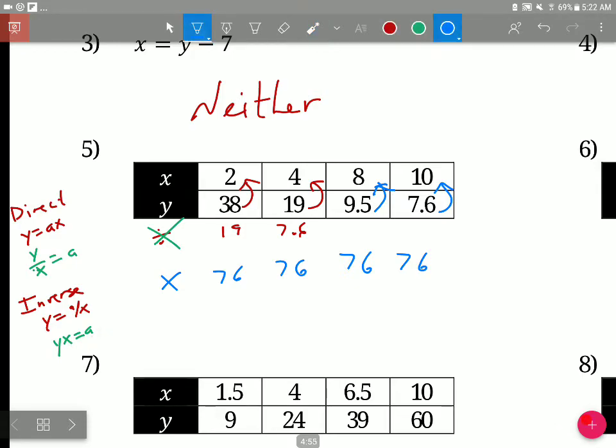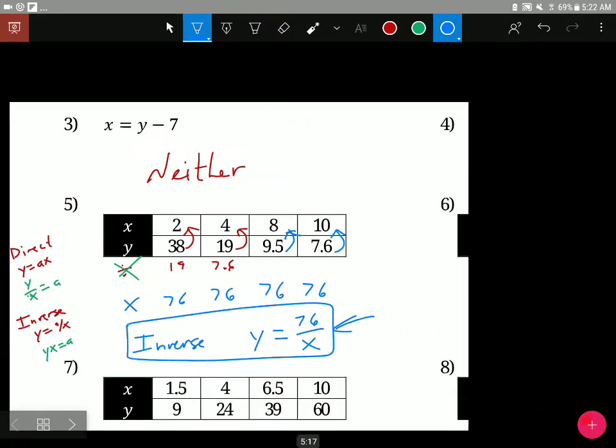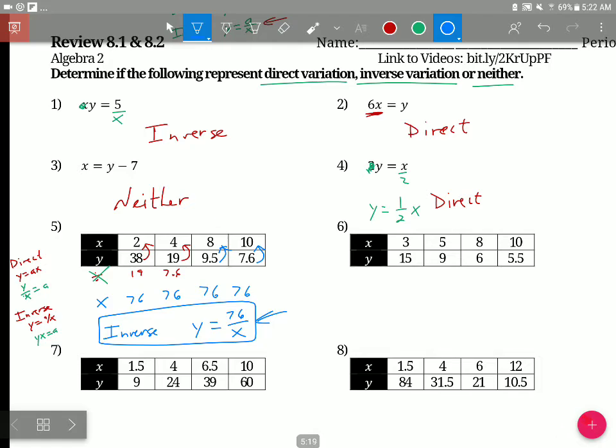Okay, so this is inverse. And if you wanted to write the equation for it, since it's an inverse, it's y equals your constant, which is 76, over x. It didn't ask you for that, it just asked you what kind, but that's the equation for it nonetheless. Alright, see if you can burn through the rest of these real quick, and then come back and watch the video and see if you got them right, okay?